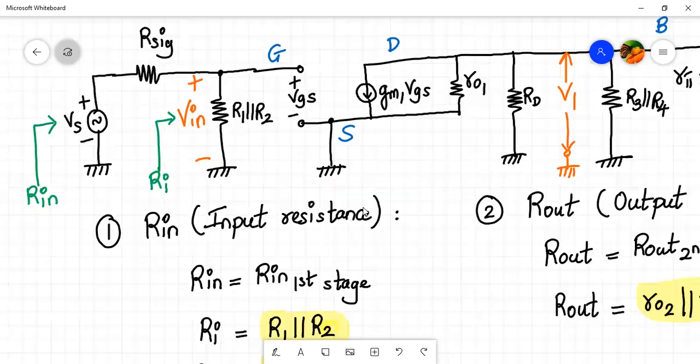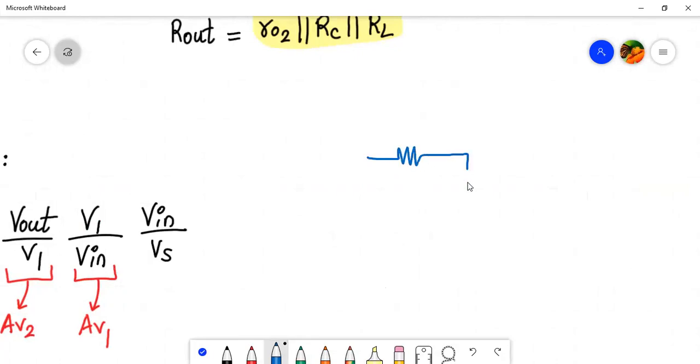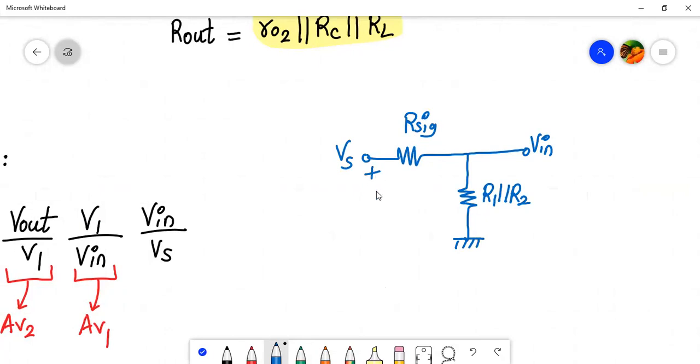So let me draw and show it to you instead of doing that. So let me draw this. So here I have R sig. Here I have R1 parallel to R2, which is nothing but Ri. Here I have Vs, and here is my V in, plus minus, right? Here you can easily write plus minus, and here also we have plus minus.